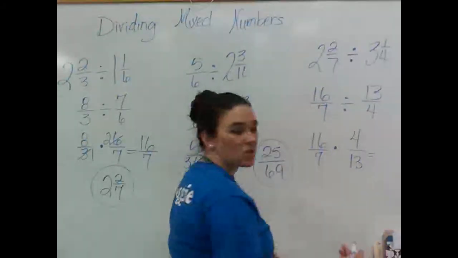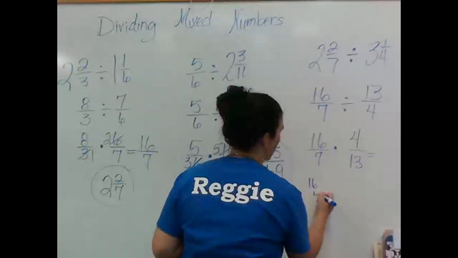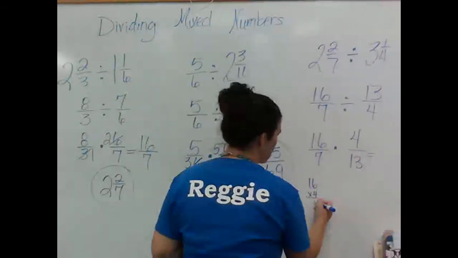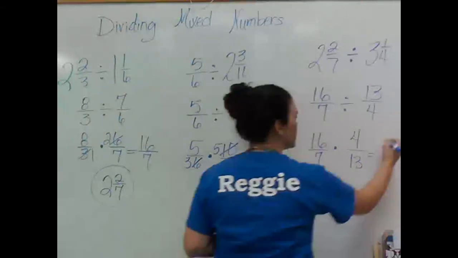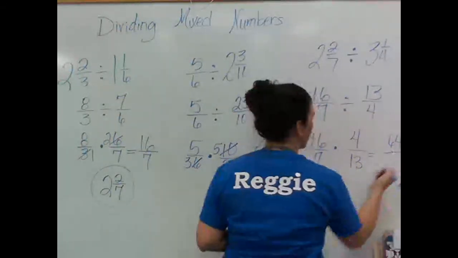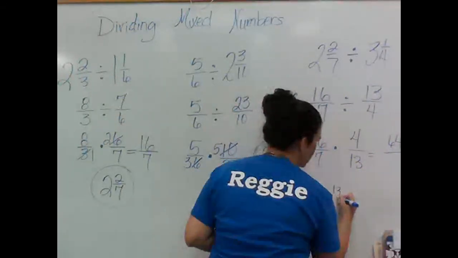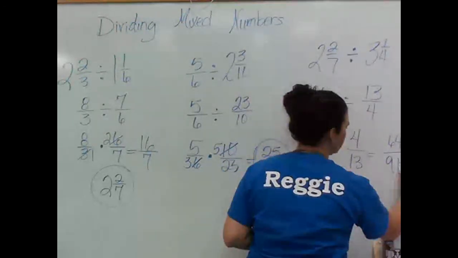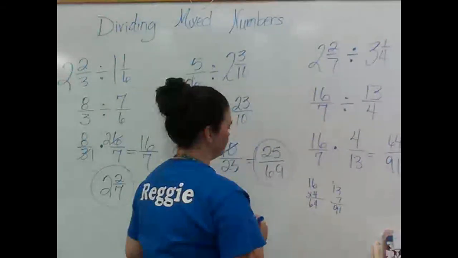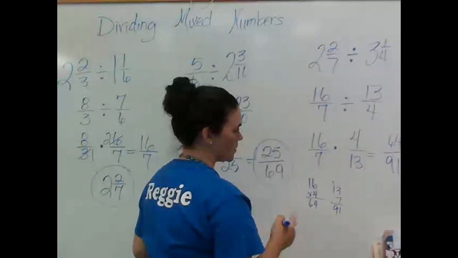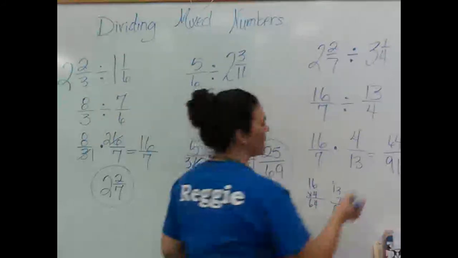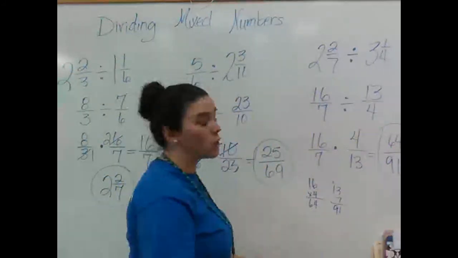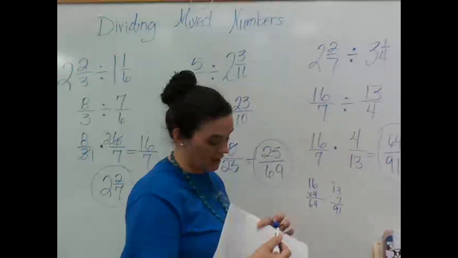And remember, if you can't do it in your head, all you got to do is do your scratch work off to the side. All right, so 16 times 4, 4 times 6 is 24, carry your 2, so that's 64 over, and then again, 7 times 13, that's 21, carry your 2, that's 91. I don't see anything that I can simplify anymore, so again, I'm done. So 64 over 91, that's my answer.